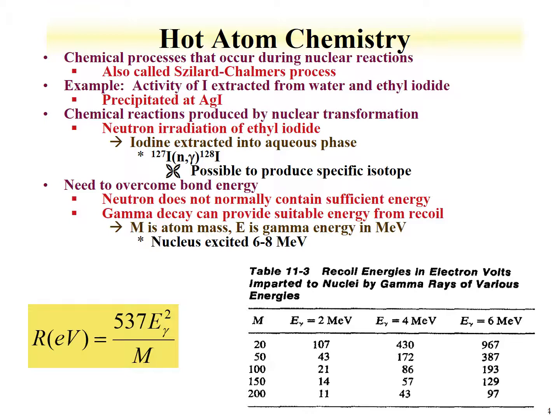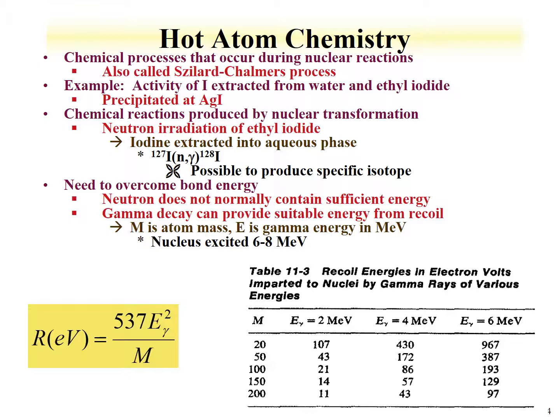An example of hot atom chemistry is the activation of iodine and extraction of that activated iodine from water and ethyl iodide. In this case, ethyl iodide can be irradiated in a nuclear reactor. The iodine-127, the stable isotope, remains as part of the ethyl iodide. When that iodide captures a neutron and becomes iodine-128, it separates from the ethyl iodide and can be precipitated as silver iodide. In this route, only the activated iodine is separated.